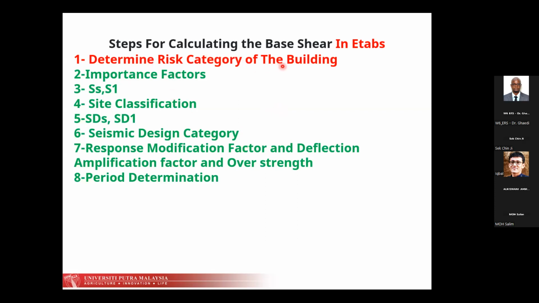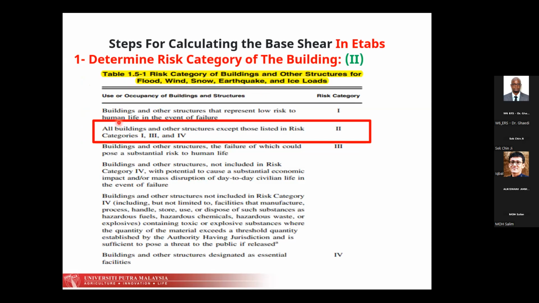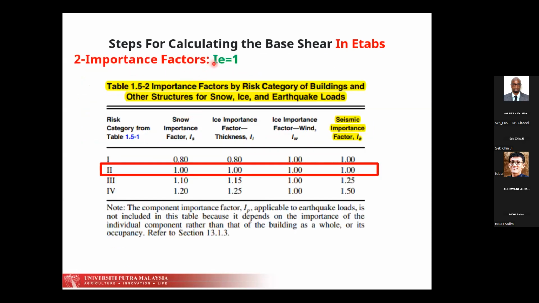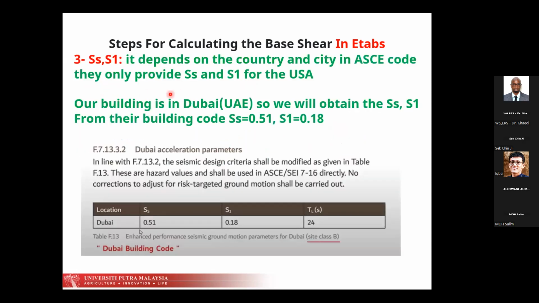First, we determine the risk category of the building. As we said before, most buildings are located in the second category, from table 1.5-1. Our structure is a residential or commercial residential building, and usually a normal commercial building also falls into it. So it's category 2. Then the importance factor, as we said, from table 1.5-2, we go by risk category. Our risk category is 2, so the seismic importance factor is 1. So IE is 1.